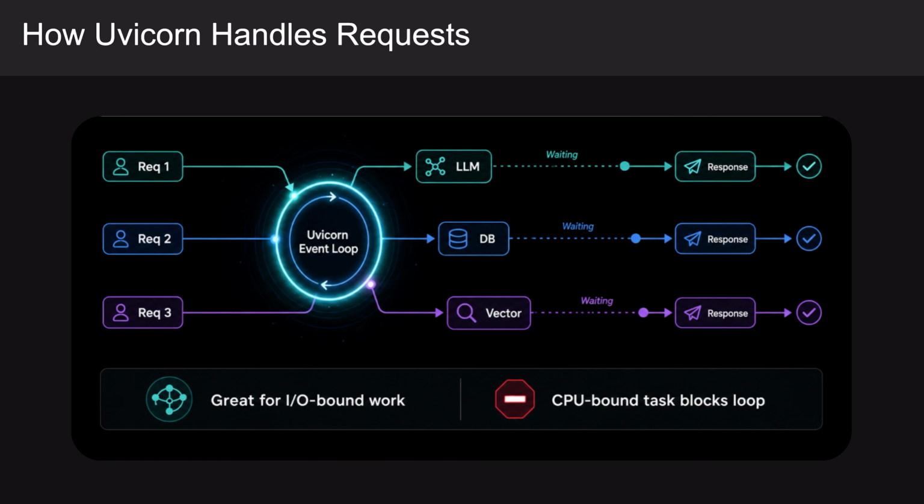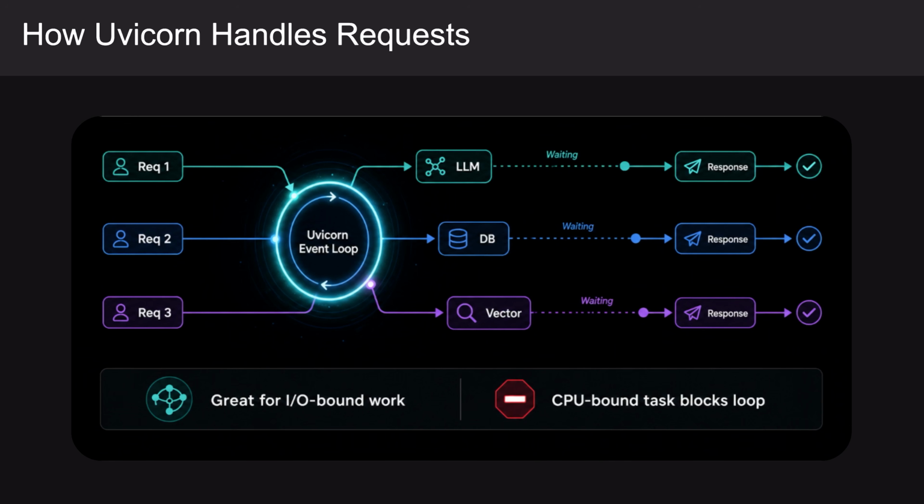Look at the diagram. Three requests come in simultaneously. Request 1 goes to the LLM, request 2 to the database, request 3 to the vector store. All three are in the waiting state at the same time. The single Uvicorn event loop in the middle is handling all of them concurrently. This works because Karan's API is I/O bound. While request 1 is waiting on the LLM response, the event loop picks up request 2 and request 3. No request is blocking the others.